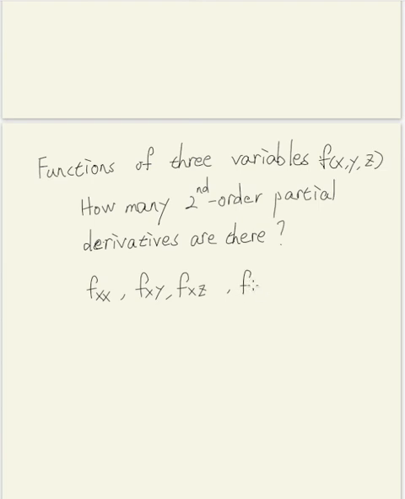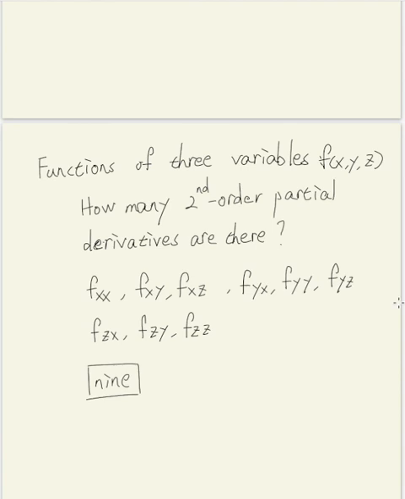And that's all the second order derivatives with the first one being the x partial, and then we can take fyx, fyy, fyz, and then fzx, fzy, fzz. And that's all the second order partial derivatives. So you get 9. Right, you get 9 second order partial derivatives.